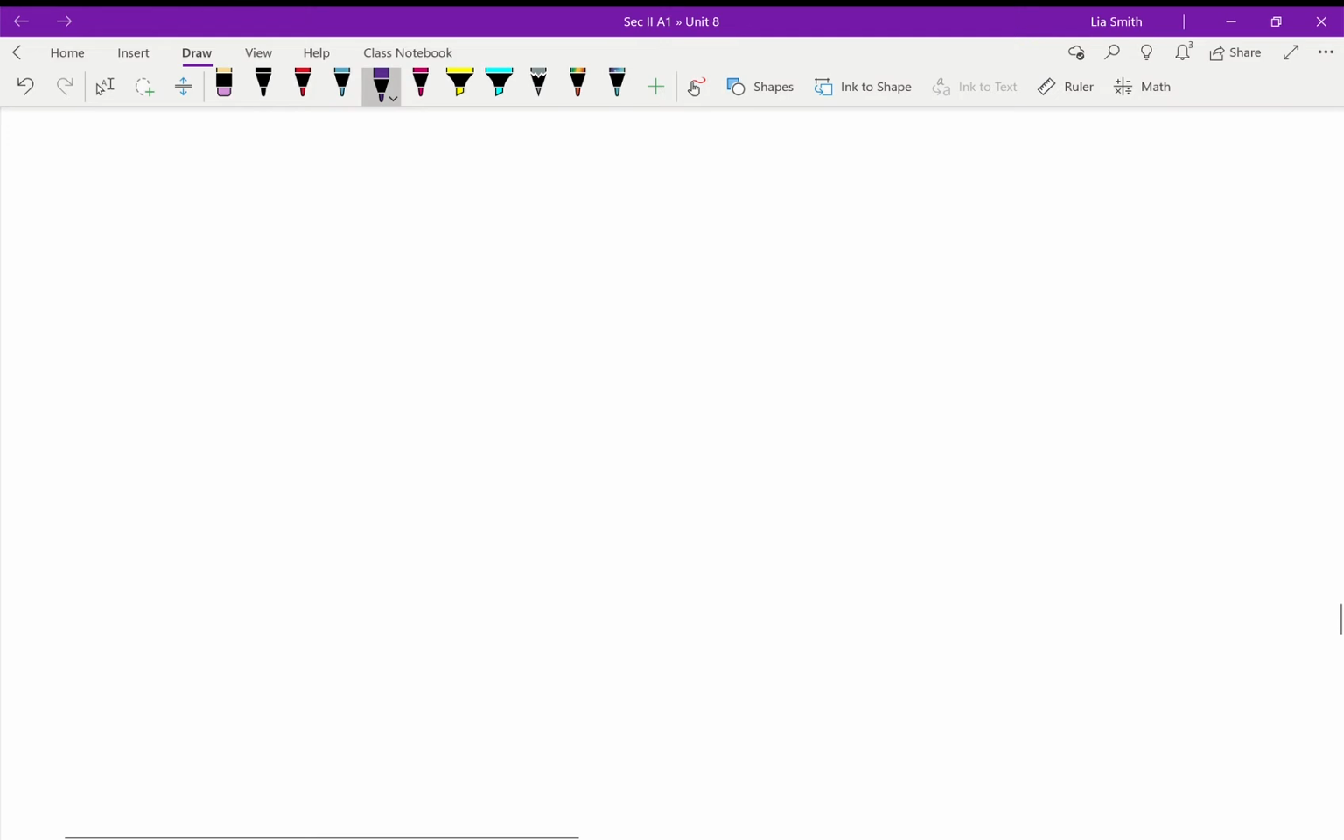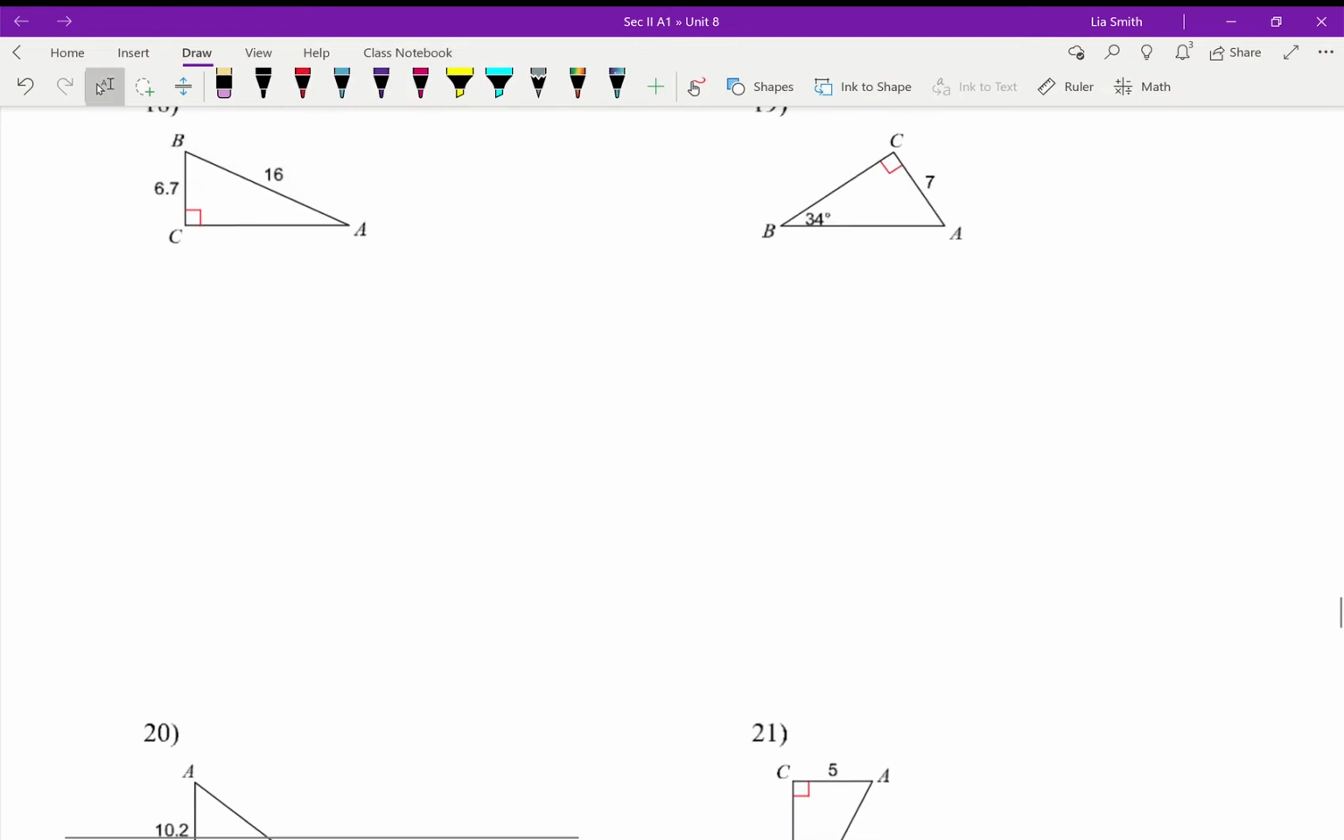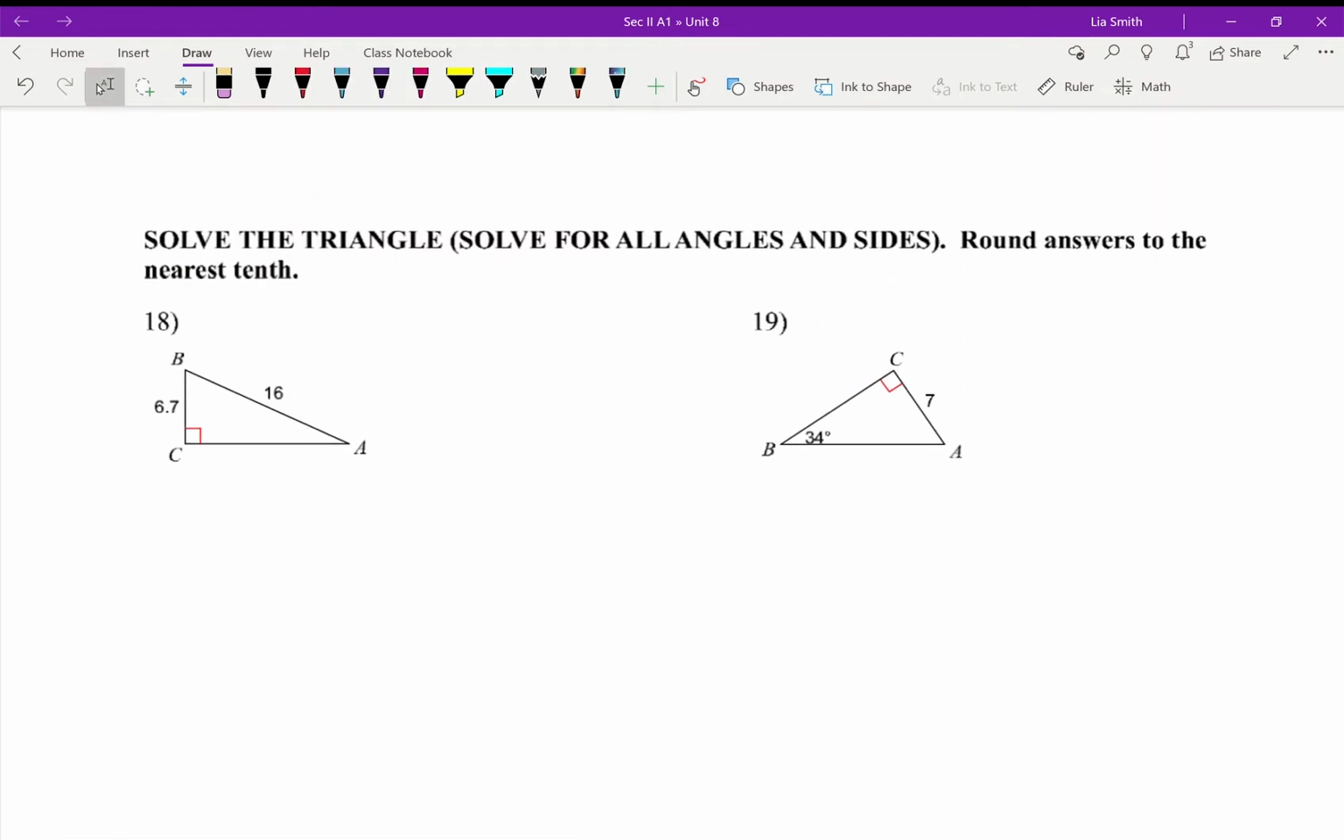So page 174, the goal of this page is that given any 3 parts, you should be able to find all of the angles and all of the sides to every single right triangle given. So for each one of these questions, you're going to be looking for a capital A, a capital B, and a capital C. Capital letters always refer to angles.